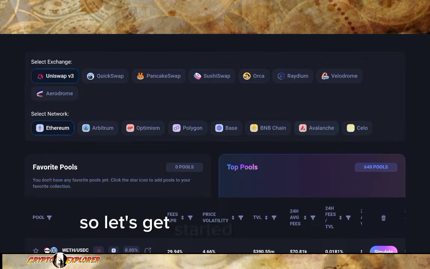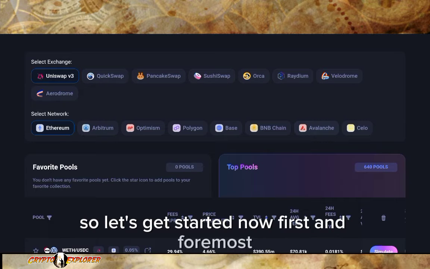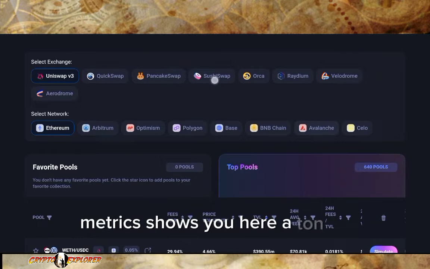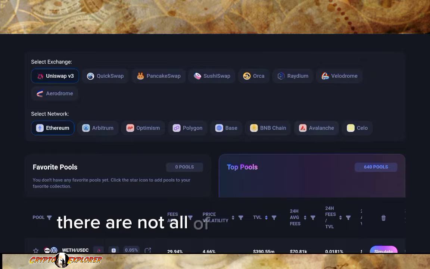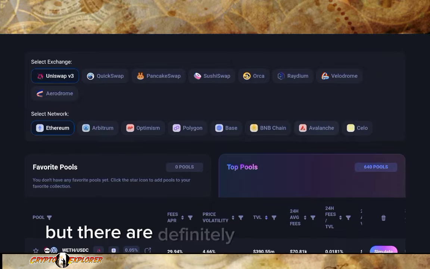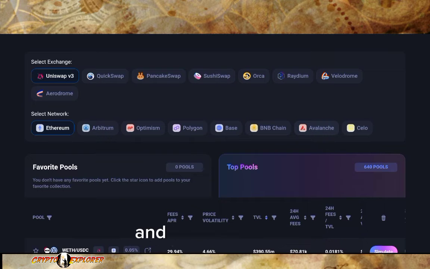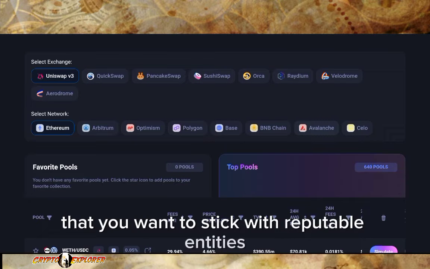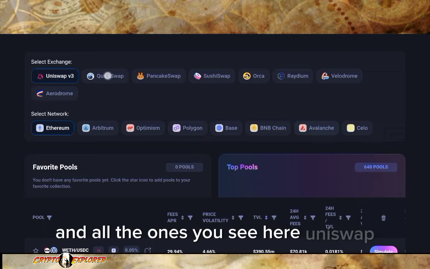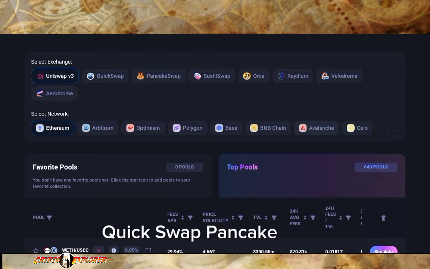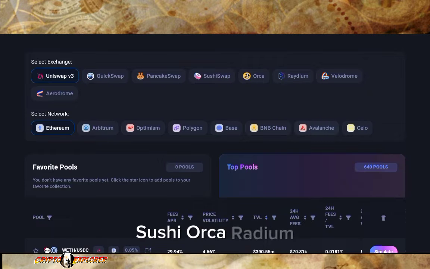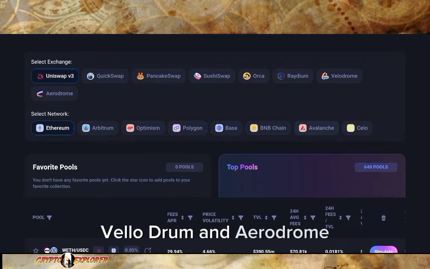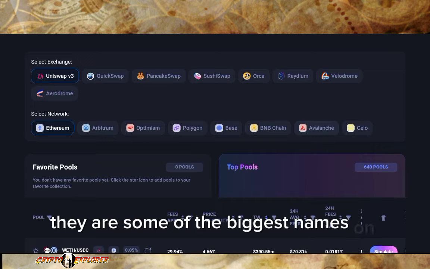So let's get started. Now, first and foremost, Metrix shows you here a ton of exchanges. They're not all of the exchanges out there, but they're definitely big players across a number of different blockchains. And you want to stick with reputable entities. All the ones you see here, Uniswap, QuickSwap, PancakeSwap, Sushi, Orca, Radium, Velodrome, and Aerodrome, are some of the biggest names in the game.